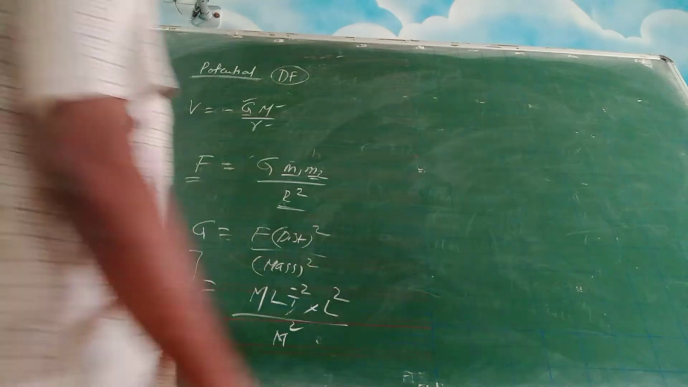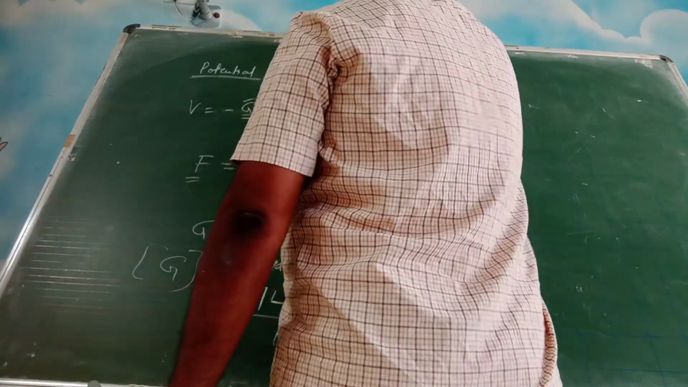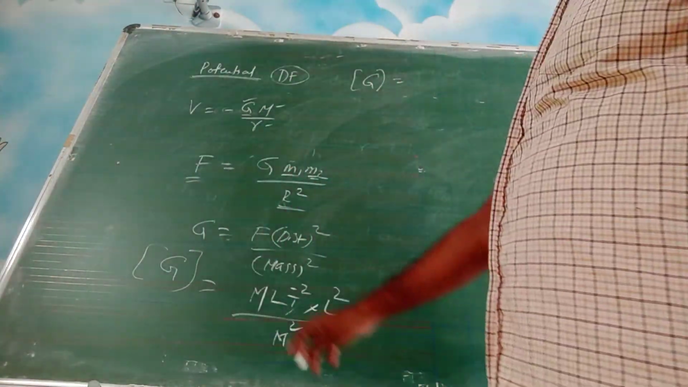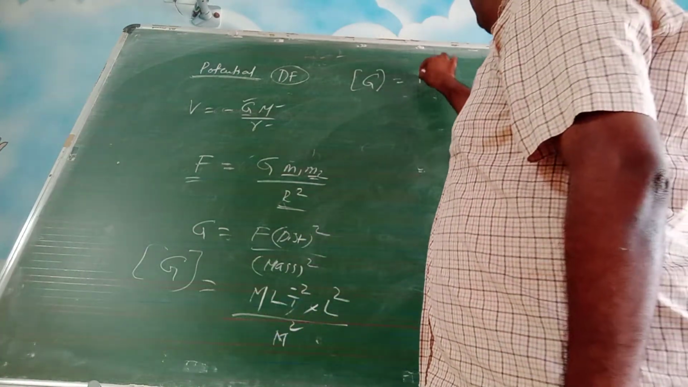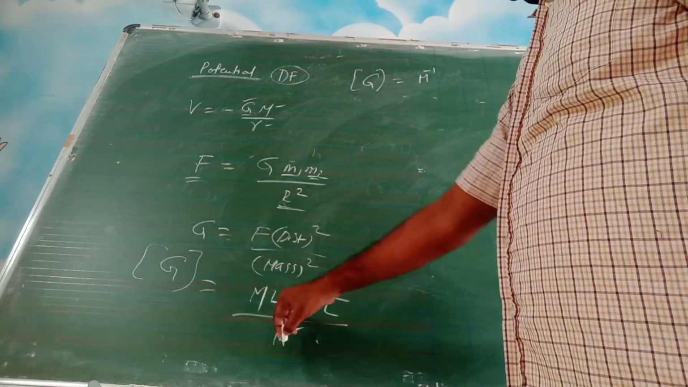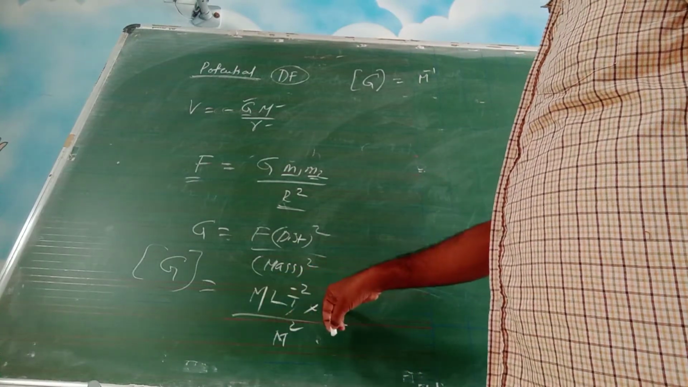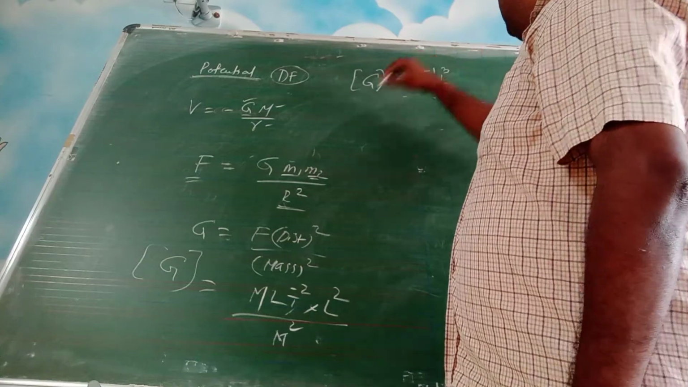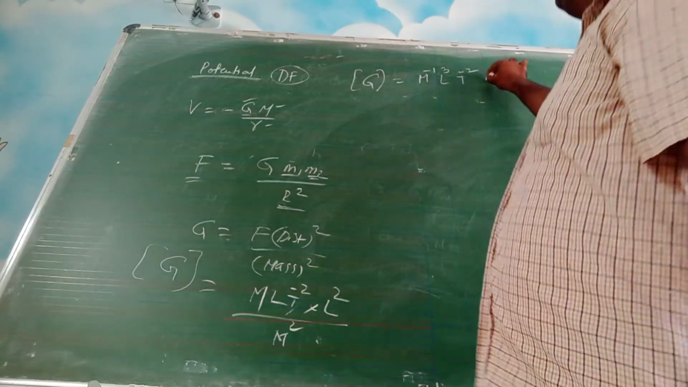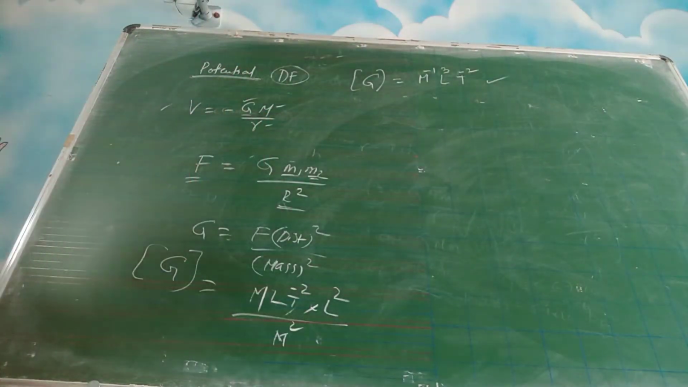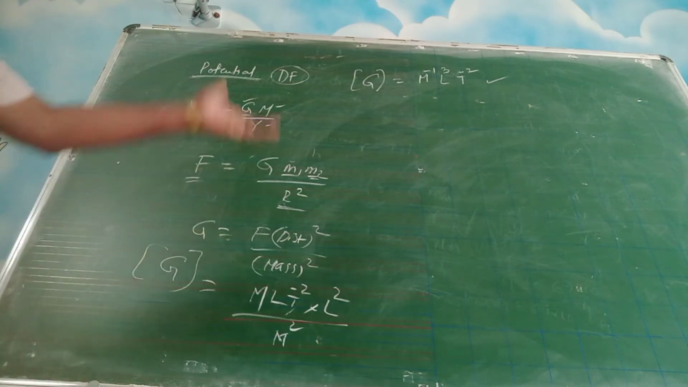So what are you getting here? The dimensional formula of G, you are getting it as M divided by M square. So M to the power of minus 1, L to the power of 1 plus 2, that is 3, right? And T to the power of minus 2. So this is the dimensional formula of G. Wait a minute, you have not calculated for V. Okay, so no need to memorize anything. You can quickly derive it. So if someone asks you what is the unit of G, from here you can write the unit of G.